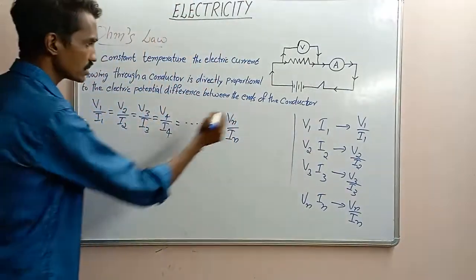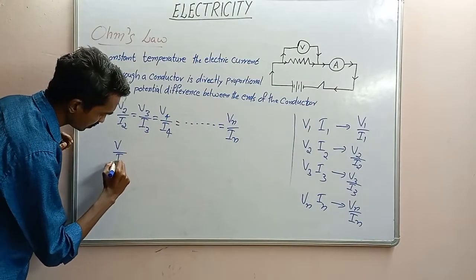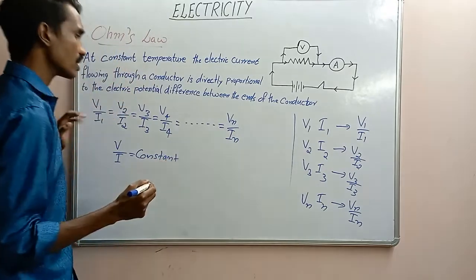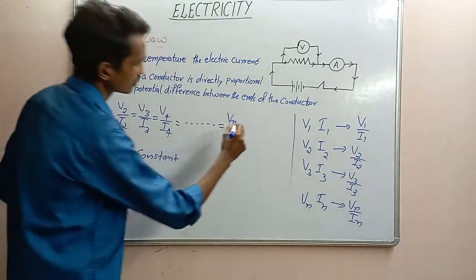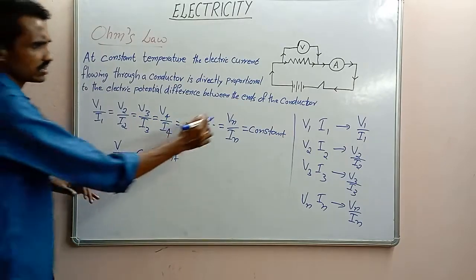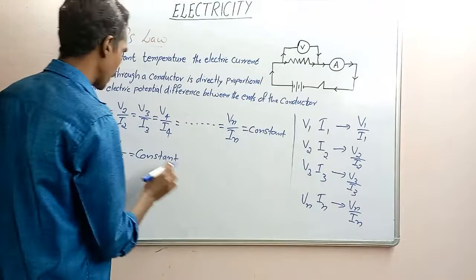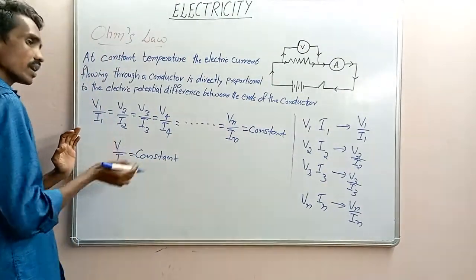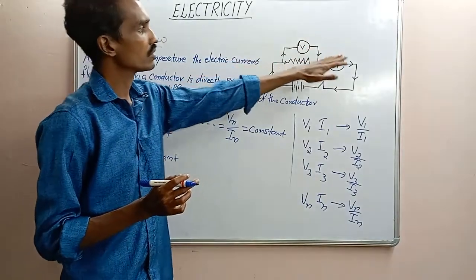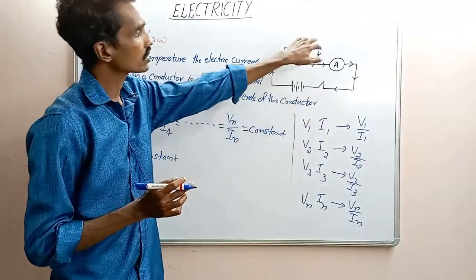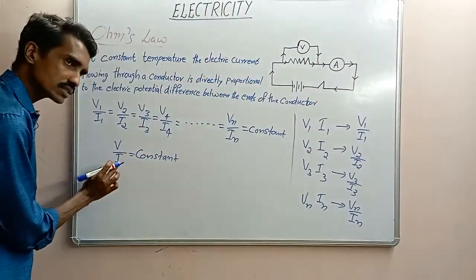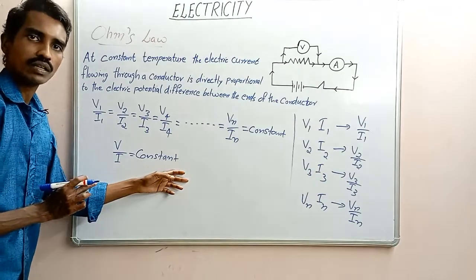So in general, V by I is equal to a constant. We remove the n's. V by I is equal to a constant. Instead of any moment, V1, V2, V3, V4 are denoted in the voltmeter, and I1, I2, I3, I4, etc. are denoted in the ammeter. All readings are put together here, and we get a constant. Clear?